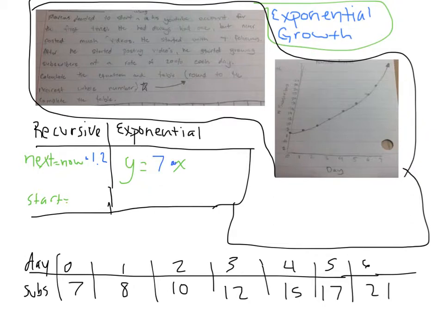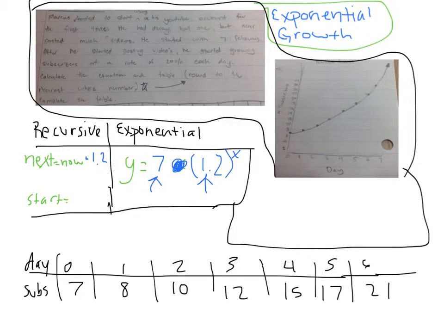And then our explicit rule is 7 times 1.2 to the x power, because he started with 7, which is our start value right here, and then 1.2 is our rate of change, since we are growing by 1.2.